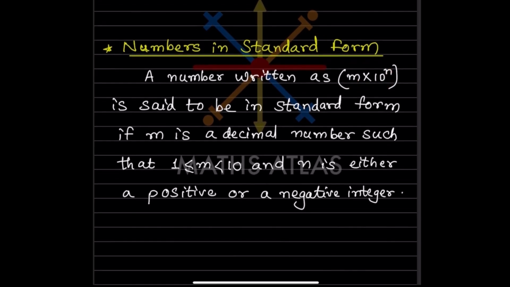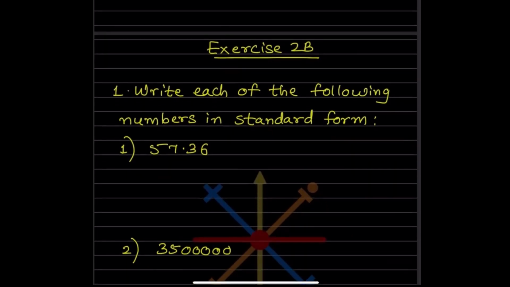Here m is a decimal number such that 1 is less than or equal to m, and m is less than 10. So m will either be 1 or greater than 1, but it is going to be less than 10. And n, the exponent, is going to be either a positive or a negative integer.